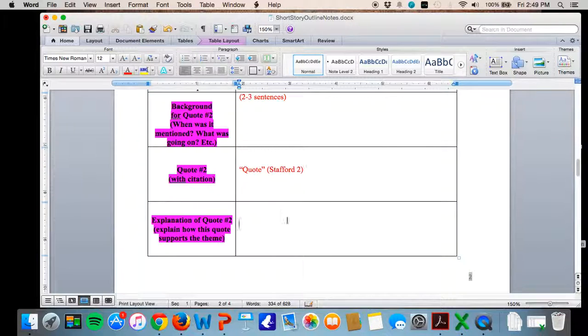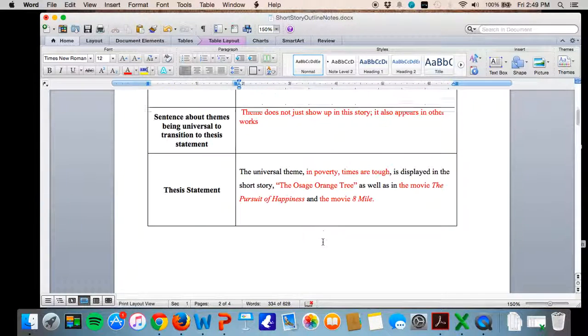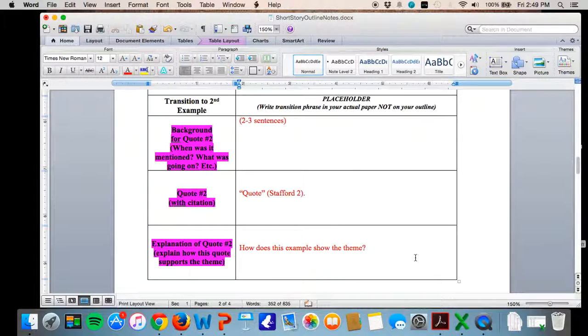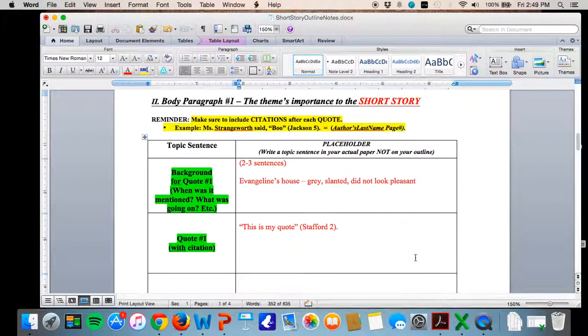And then again, how does this example show the theme? Explain it to me. Answer that. How do we see whatever happened in this particular element of the story? How does that connect back to what you're trying to say? Like, you're trying to tell me that this theme exists in the story. How? How do I know that? Explain it to me. And that's what we're going to do with our first body paragraph.